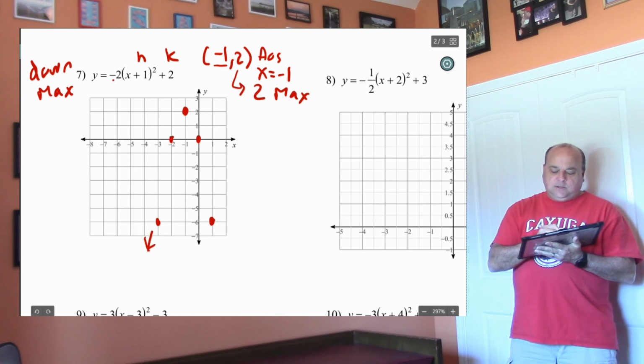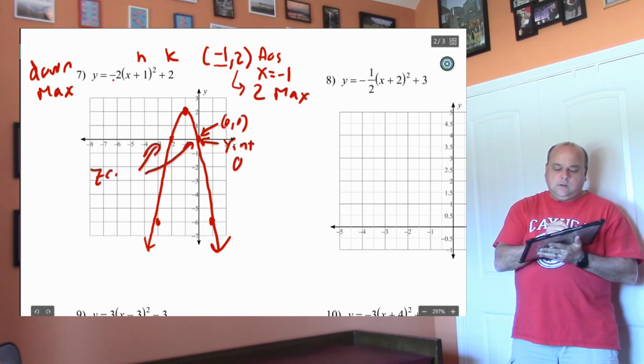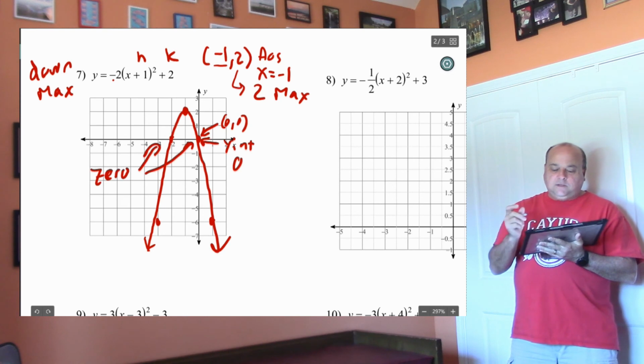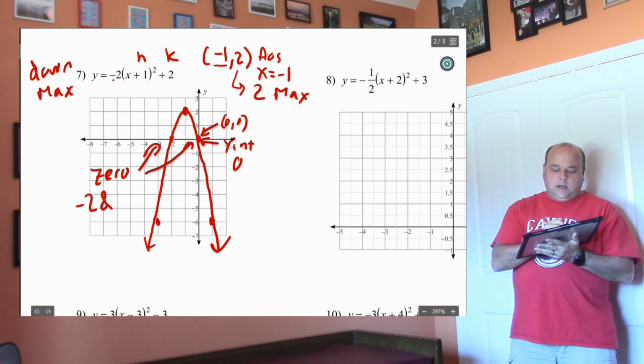Okay, so the parabola is going to look something like this. Notice it has (0, 0) in it, doesn't it? So this right here would be my y-intercept, which is 0, and it's also one of my zeros. So my other zero is going to end up being (-2, 0), right?